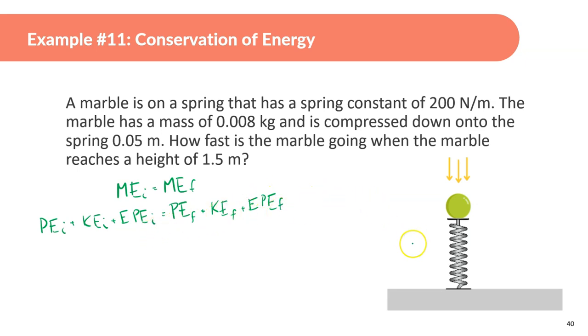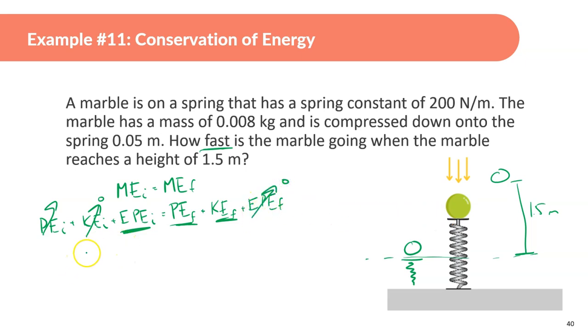Okay, so at the very beginning, it's going to be compressed down. It's going to be like this. So it's going to be at the lowest point at the very beginning, so no potential energy. It's not going to be moving at the very beginning because the spring hasn't launched yet, so no kinetic energy. There is elastic potential energy. When it goes up, so it's going to be up here, like 1.5 meters, there is going to be potential energy. It's going to be moving. It's asking how fast it's going, so there is kinetic energy. It's going to be off the spring, so no elastic potential energy. So let's write it all down.